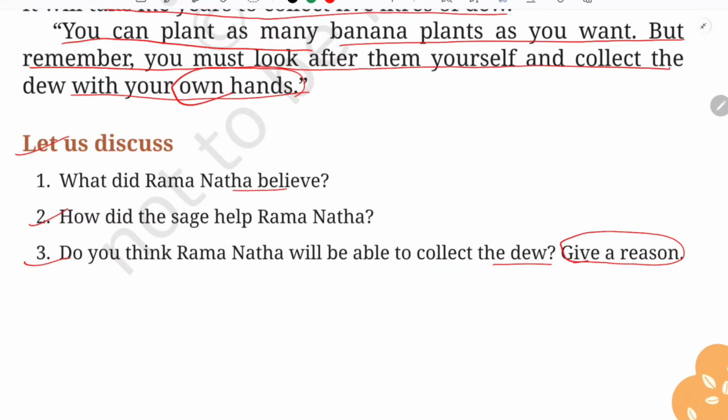For example, if you say no, Ramnath will not be able to collect the dew. Why? Because it will be very difficult to collect 5 liters of dew with his hands. When you think about it, these are very few drops, isn't it? And 5 liters is a very huge amount, so it will be a little difficult. But if you say yes, you again have to give your answer.